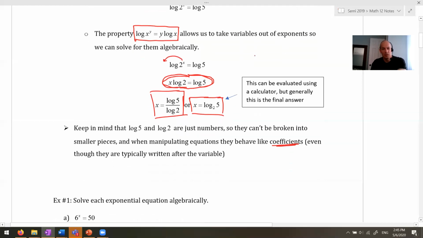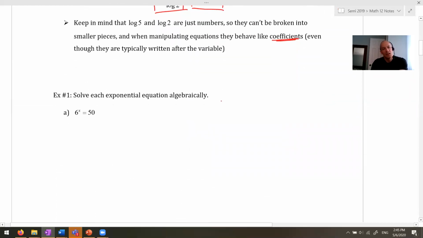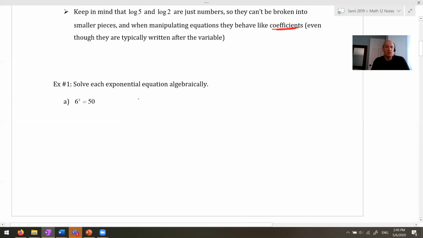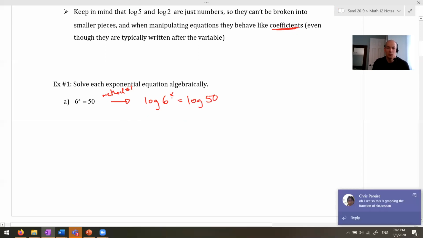We'll get into some examples and you can see how this stuff works. So example number 1, solve each exponential equation algebraically. There's actually two different ways of approaching this. I'm going to use the method we were just talking about, then I'll show you a slightly different method. There are so many different ways of doing this. I'm going to call this method number 1. So we log both sides. We get log of 6 to the power of x equals log of 50. Now we can move the x to the front.